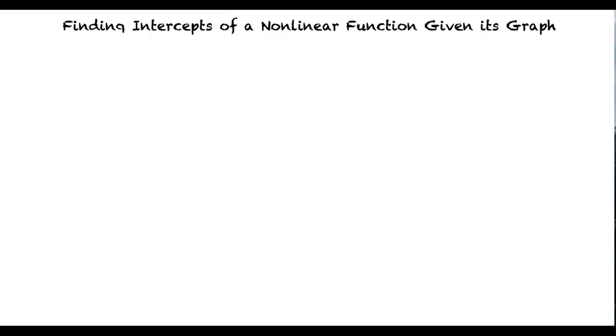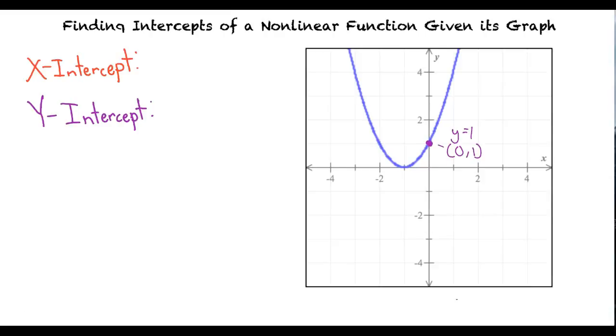When we look at this graph, we can first see that our graph intersects the y-axis at (0, 1). This means our y-intercept is 1. As for the x-intercept, it is located at (-1, 0), as the parabola is intersecting the x-axis at that point. This means that our x-intercept is -1.